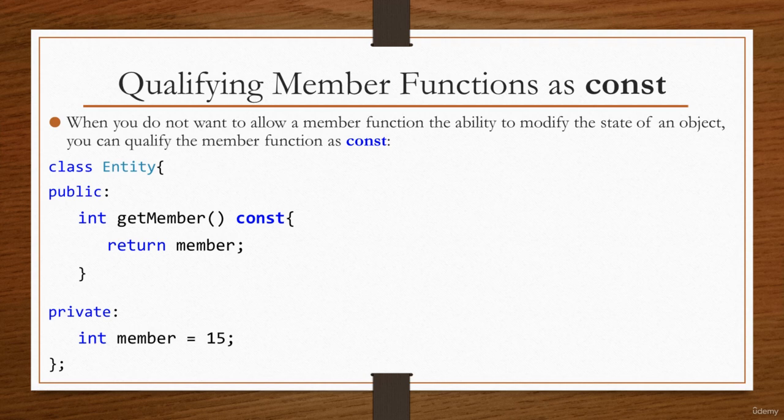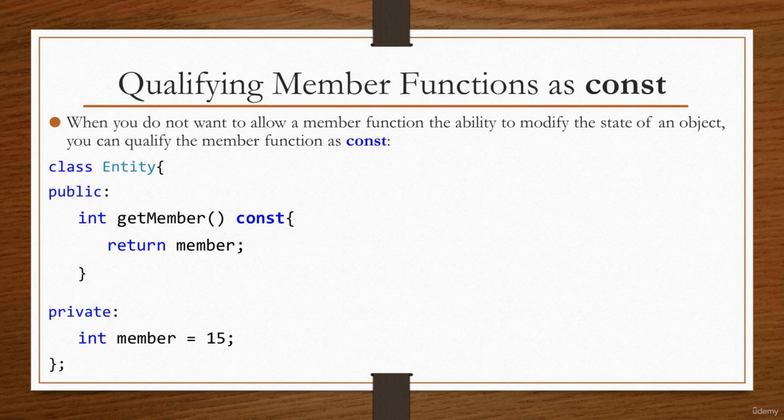We will typically qualify getters as const. In this example, I have an entity class. It has a getMember function in the public section, and I qualify that getMember function as const. You want to do the function name, the parentheses, and then the const, and then you want to do the body following that, so the opening and closing curly brackets.